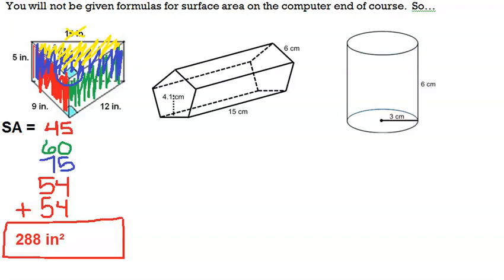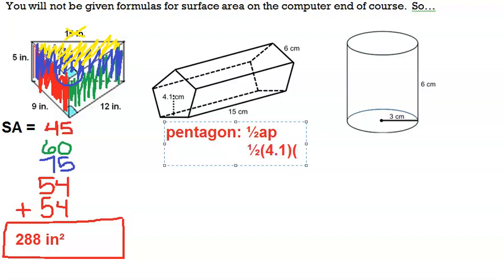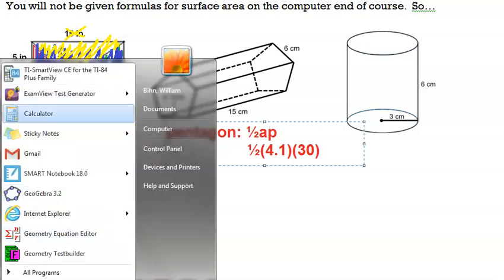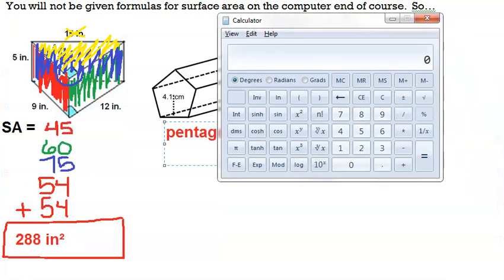All right, for the next one, this one's a little bit tricky. Let's start with the pentagon. Now, the area of a pentagon is 1/2 apothem times perimeter. So that's going to be 1/2 times 4.1 times the perimeter would be 30, because we have 5 sides and each side is 6. Ignore that 15 for a while. We're going to take care of that here in just a second. So you get out, it doesn't really matter what calculator, but you might end up needing one for this.